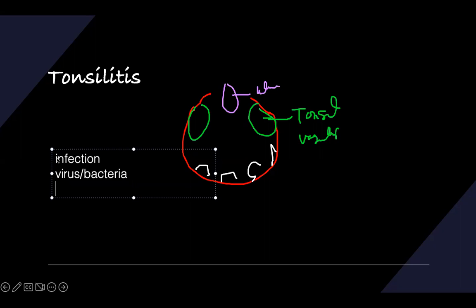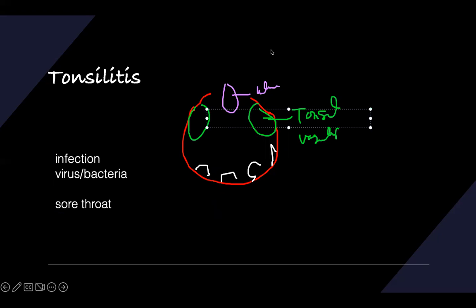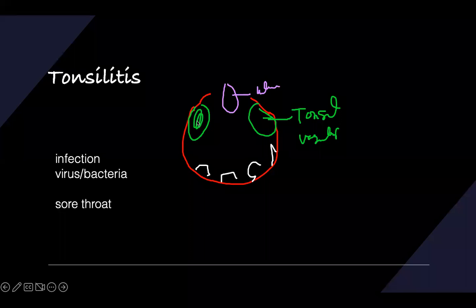Bacteria. What does it cause? Just a pharyngitis. It's a kind of sore throat. But with this one, when you look at it, the tonsils are really, really inflamed. They look really red. Let me draw, so I'll put the color red. They look inflamed in tonsillitis.